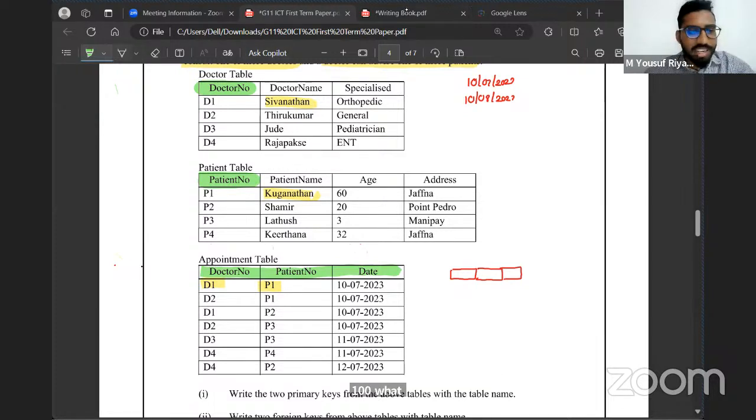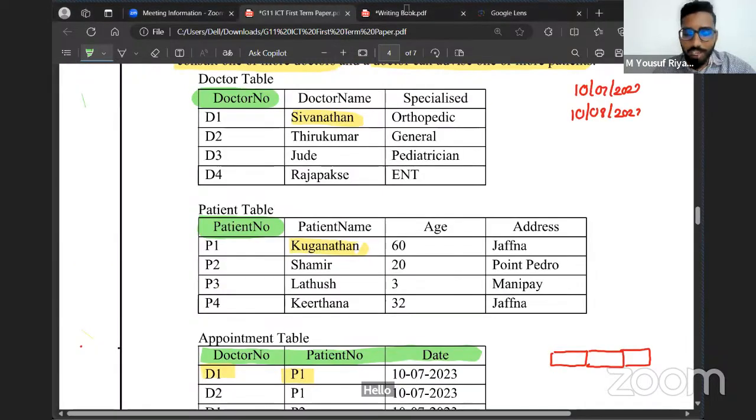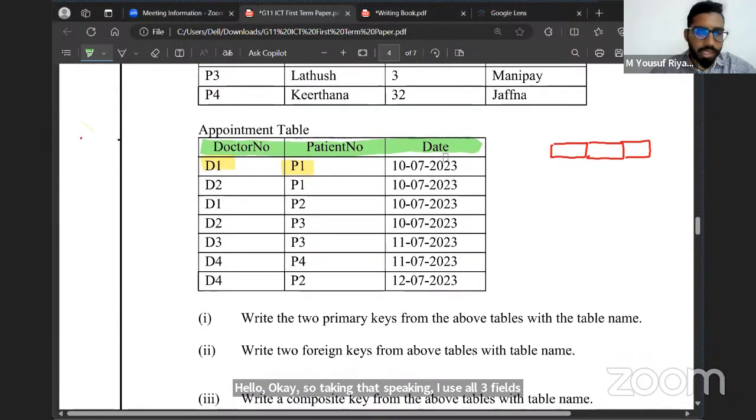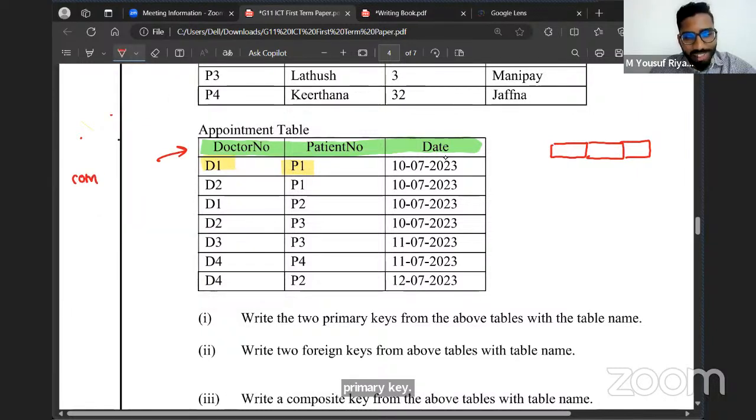Okay, so technically speaking, you have to use all three fields. This kind of scenario we call a composite primary key. But don't worry, they will not ask you a question like this on composite primary key. But there's a loophole here also.